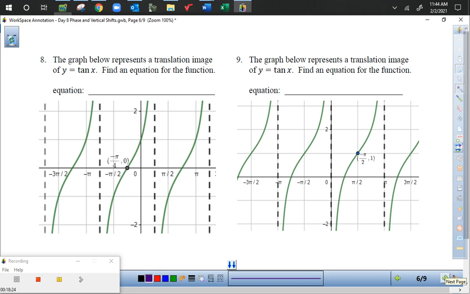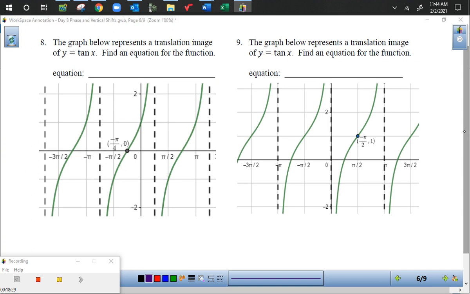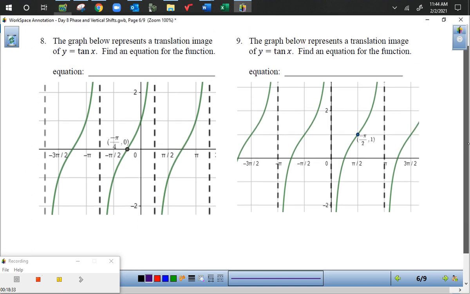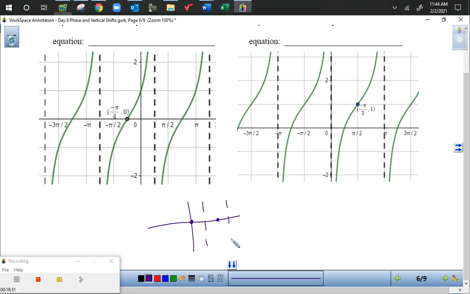All right, tangent looks uglier, but it actually is easier to do most of the time because of the asymptotes. Okay, so what I want to do is take a minute to refresh our memory on what regular tangent looks like. Okay, so we start at 0, and then every pi over 2 something happens. So the first thing is the asymptote. Then at pi, we're back to a 0. Then there's an asymptote again, and it just repeats that process on the other side as well.